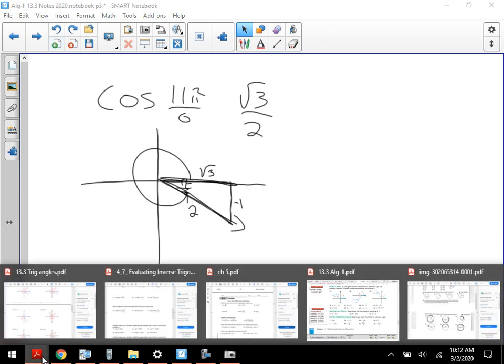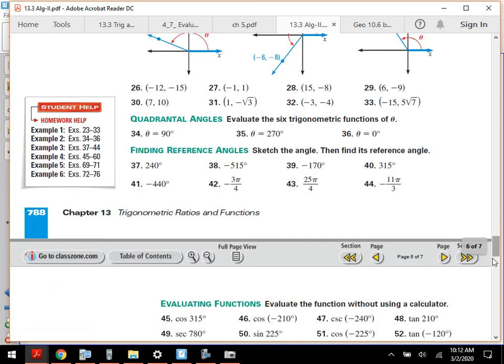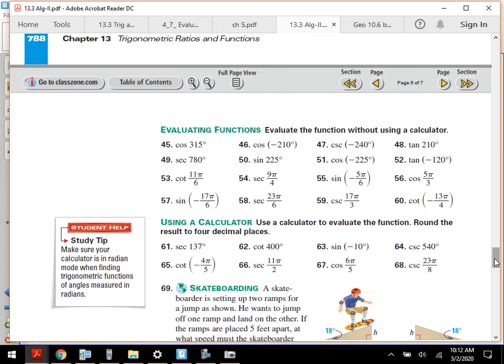What I want you guys to do today, I think I already posted it on the calendar. I want you to do 34 through 36. Those are the 6 trig functions on quadrantals. And then 45 through 60. Those are just all reference angles. What's the cosine at 315? What is the cosine at negative 210? So on and so on. Spin it, draw your triangle, get your cosine, get your sine, all that. Get your reference angle and work off.